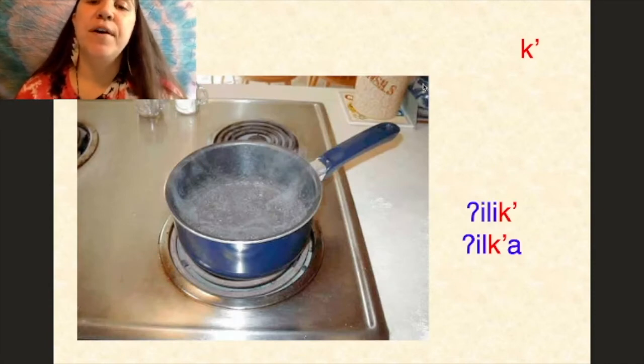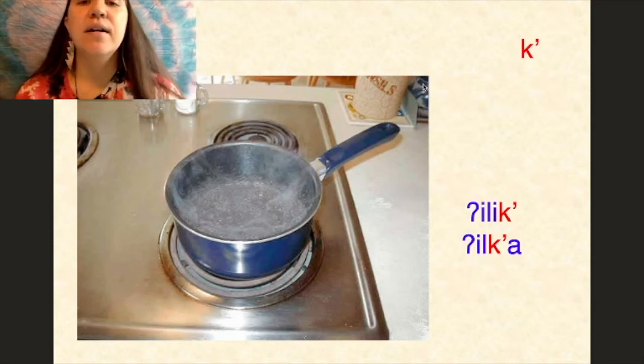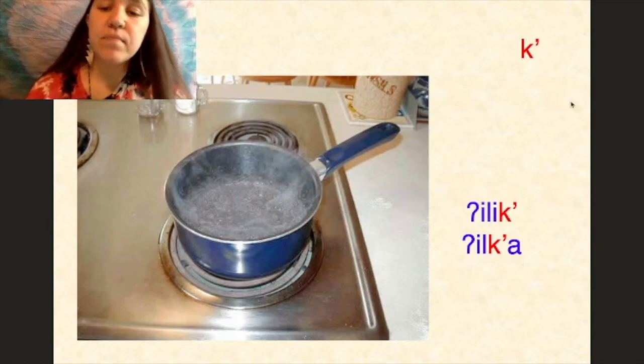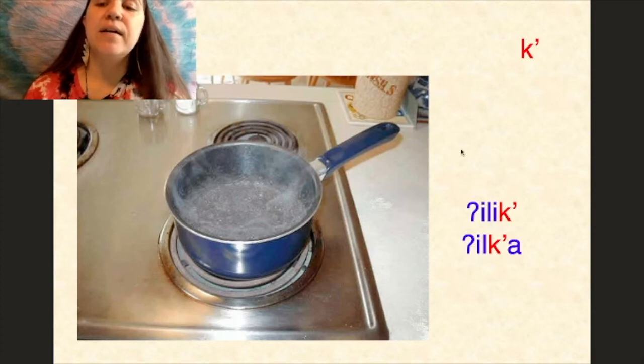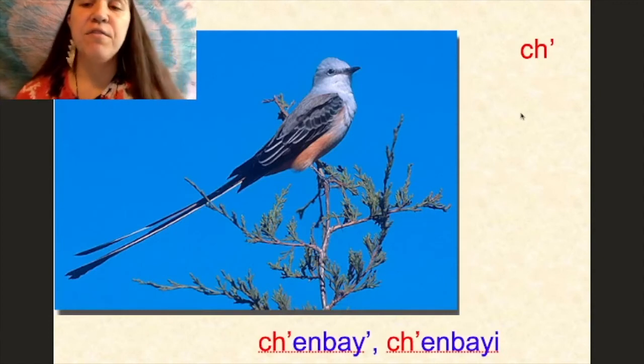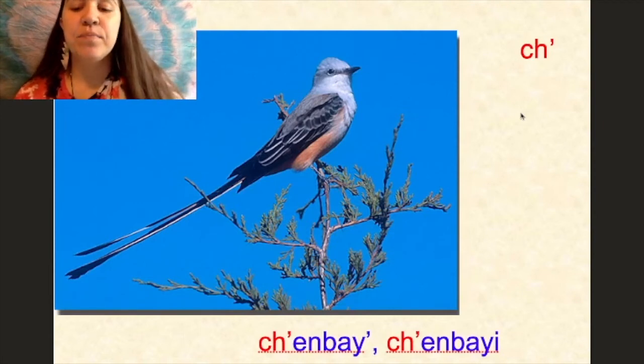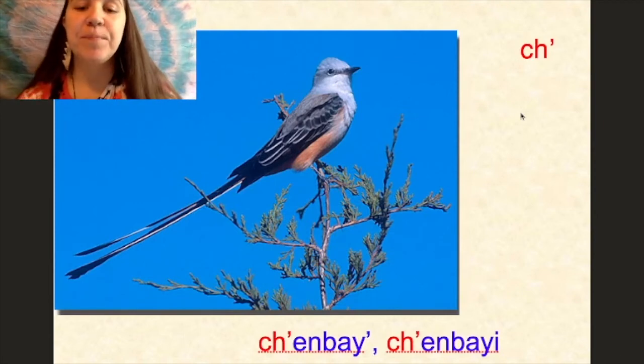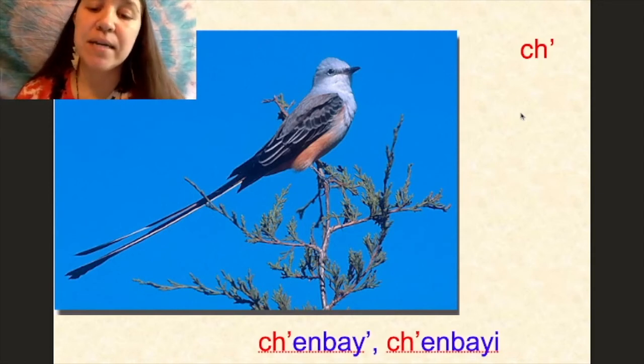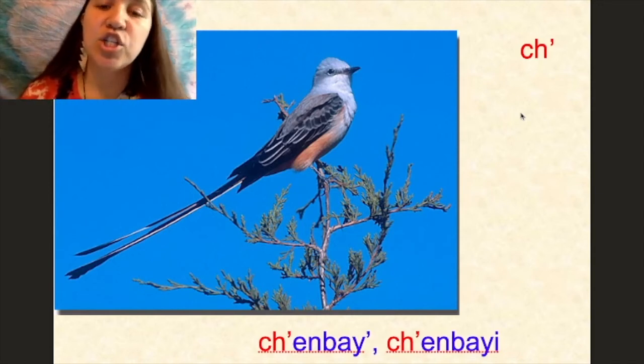And here we have our k sound. For example, we use this sound in our word for water. Ilik, ilka. Water. And here for our word for bird again, we have chimpite.